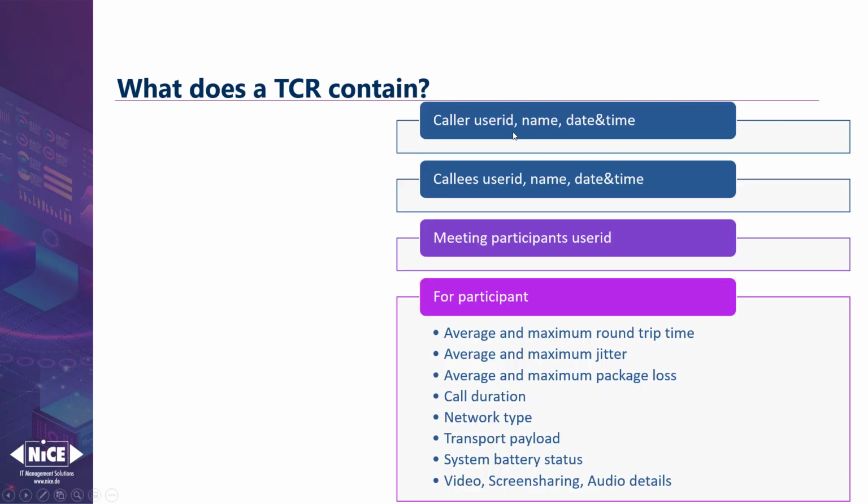For example, what user called what other caller at a time? Which were the participants in a meeting? Which were their user IDs? And for each of the participants within the meeting or the call, you can get various information on the network, on the transport payload, and you can even go into details such as the system battery status of the device that was placing the call. This is helpful if you have a support desk, for example, that receives information on low bandwidth or problematic issues with the handheld device. It can help to identify troubles there as well.